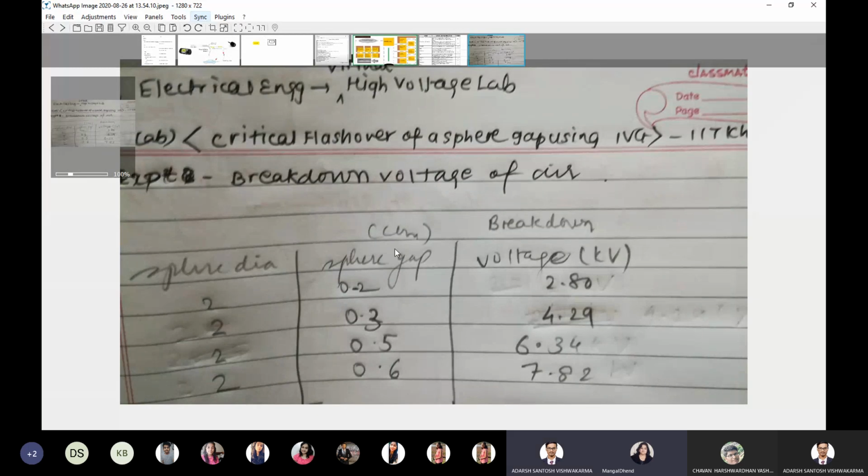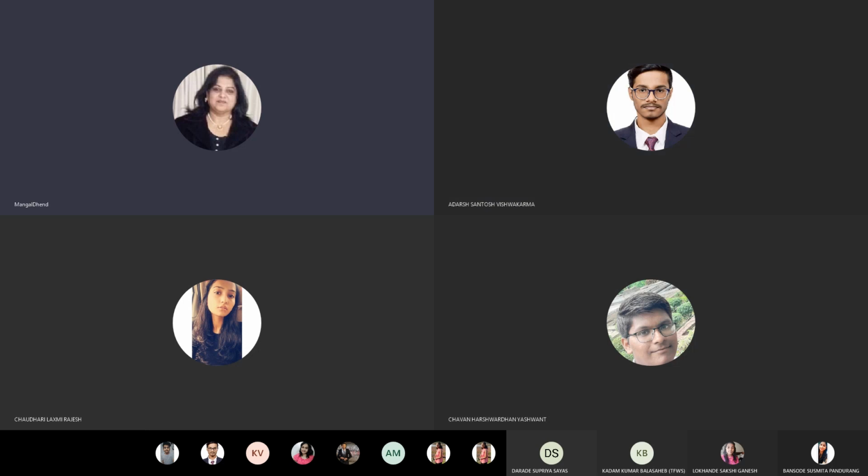Now has anybody observed the effect of diameter? Gap distance is kept same and diameter is increased. Whether anybody could find out that effect? Can any other student share the observation table, your readings?